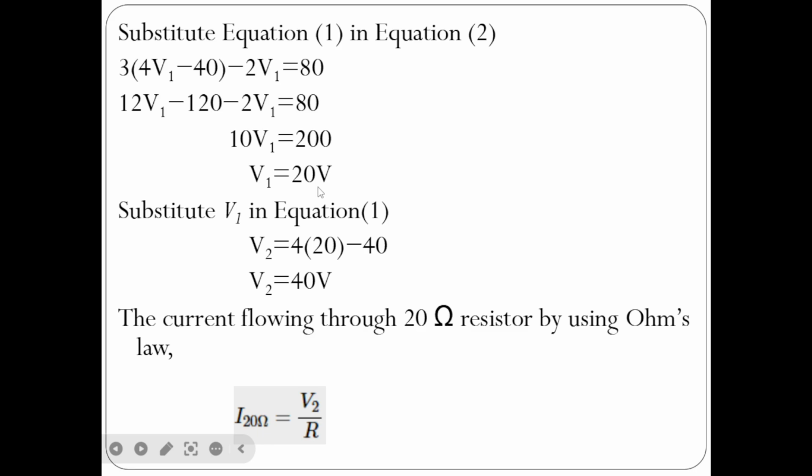Now they have asked us to determine the current flowing in 20 ohms. Current flowing in 20 ohms is what? V2 by R. V2 is 40, R is 20, so 40 by 20 is 2 amperes.